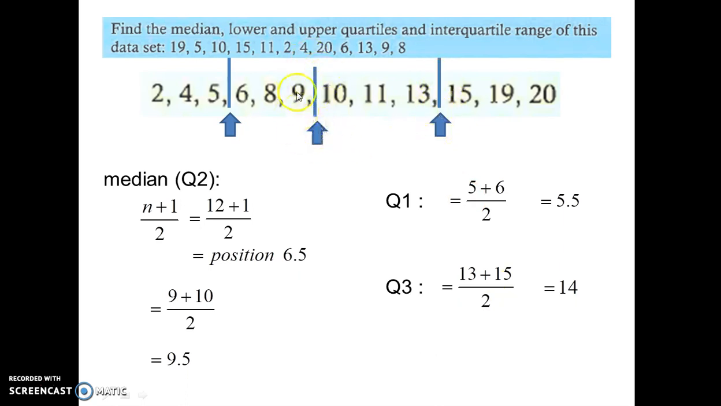So here's our median, Q2. Here's our Q1. Here's our Q3. We have our quartile values. Those three divide the data into quarters. Now the interquartile range is the difference between Q3 and Q1. So what is it? Well, Q3 is 14, Q1 is 5.5. The range from here to here is 8.5. That's our interquartile range.